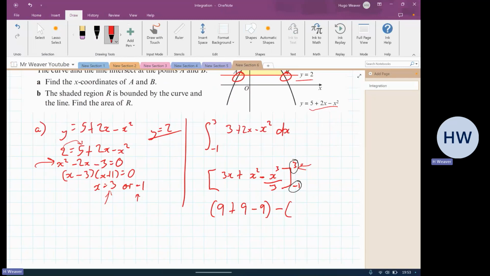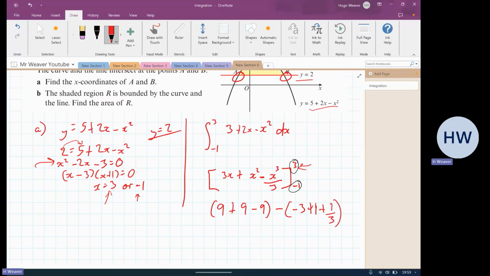So -1 times 3 gets me -3. -1 squared gets me +1. So I'm going to write down +1 here. Then substituting -1 cubed gets me -1, divided by 3 gets me a third. But then I need to times it by that -1 there, so I get positive a third.